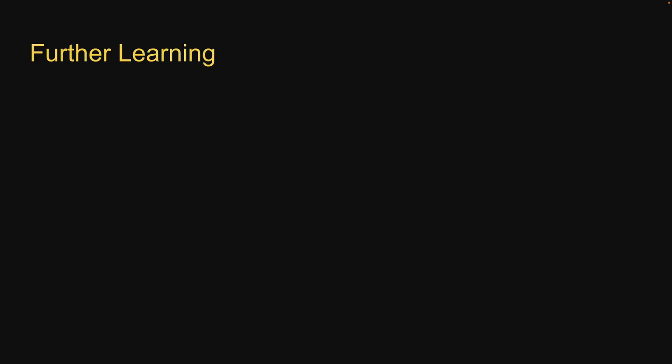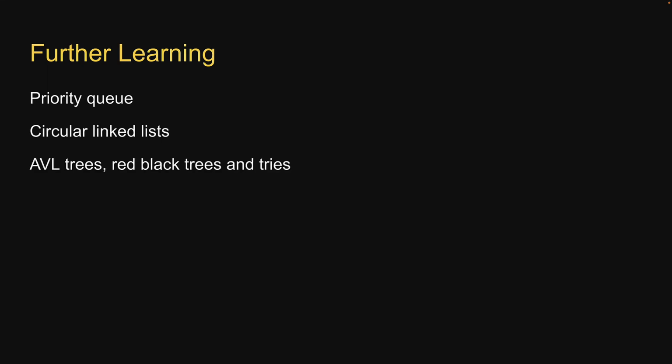If you're comfortable with what you've learned so far, there are a few more data structures and algorithms that you can focus on. With queues, you can focus on a variant which is the priority queue. With linked lists, you can focus on circular linked lists. With trees, you can focus on AVL trees, red-black trees, and tries. Finally, with graphs, learn about directed acyclic graphs which have a number of real-world applications.